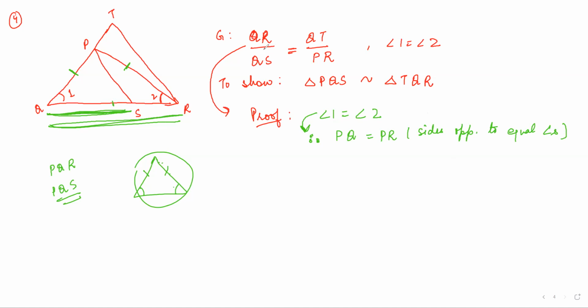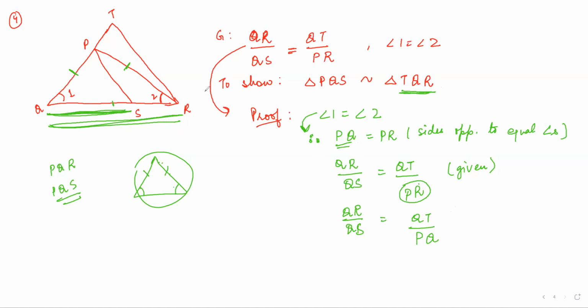So we will change our given condition with the help of this. It is given that QR upon QS is equal to QT upon PR, right? So can I change it like this? QR upon QS is equal to QT, and now in place of PR, I'm writing PQ. Got it? So I'm making use of this result. Why? Because ultimately I have to show that TQR, I have to include the complete angle TQR. So sides I need in proportion.